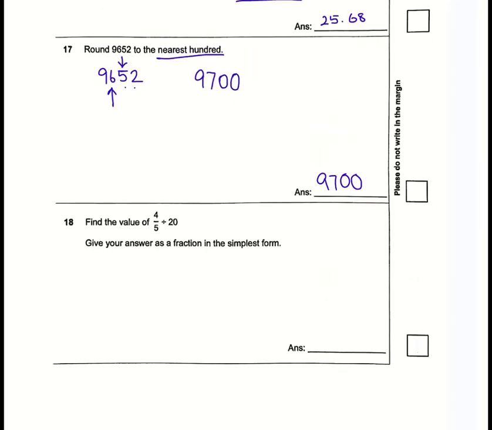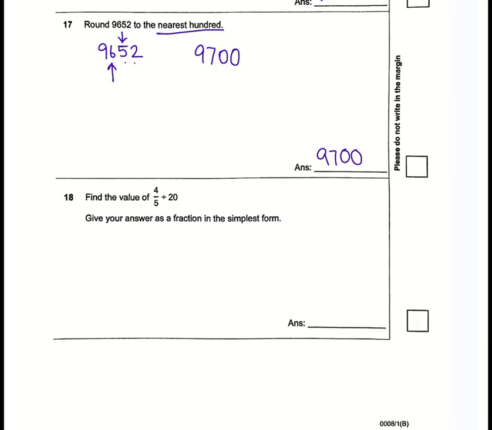Find the value of 4 over 5 divided by 20. Give your answer in the simplest form. Remember, 4 by 5 divided by 20. And again, best thing to do is write 20 in the form of a fraction. If I'm going to write 20 as a fraction, I would write it as 20 over 1. Right? Now, if I divide this, the working is like this: 4 by 5 divided by 20 over 1.